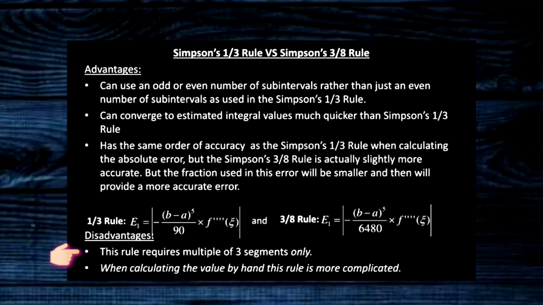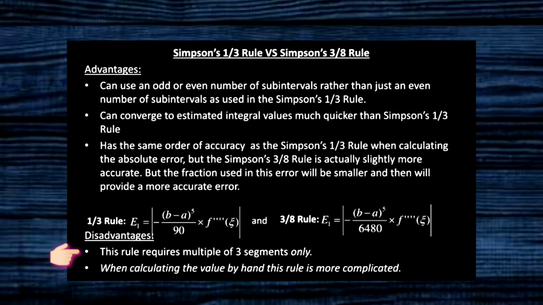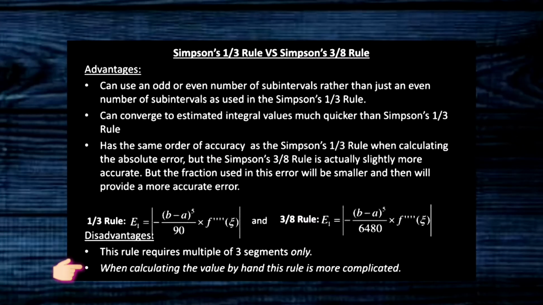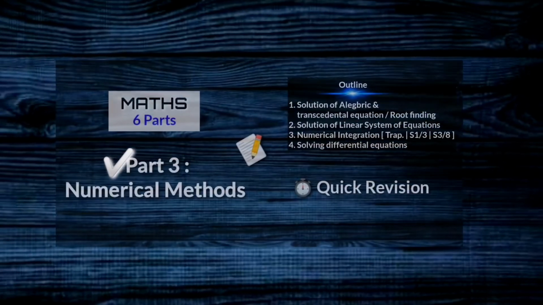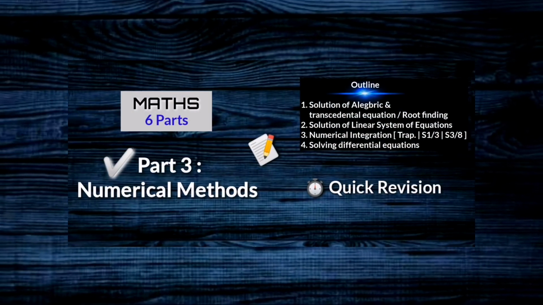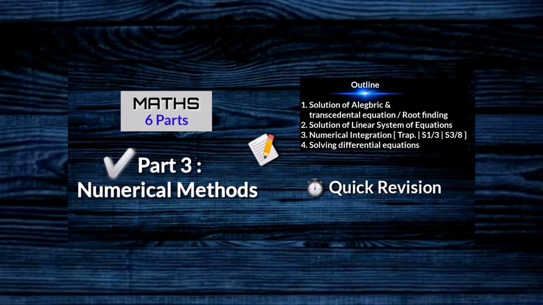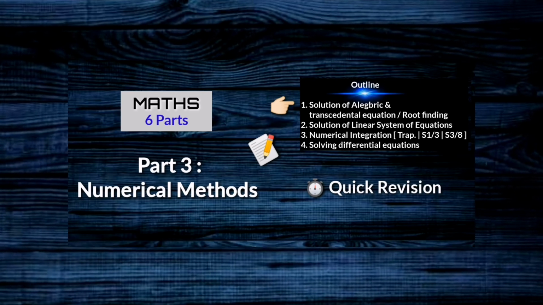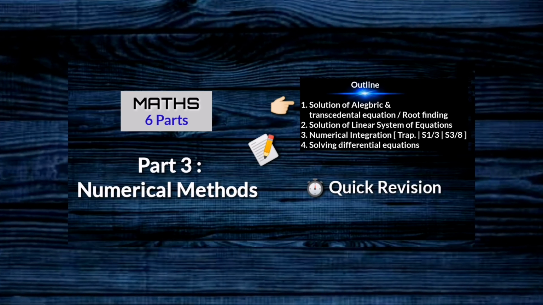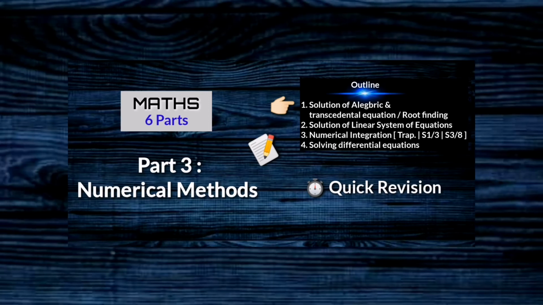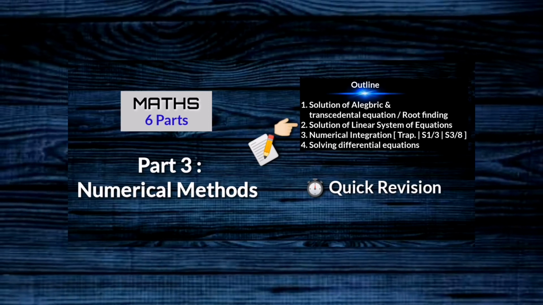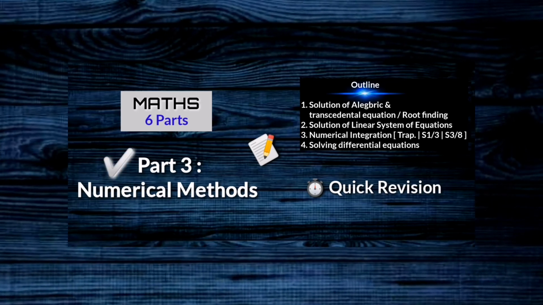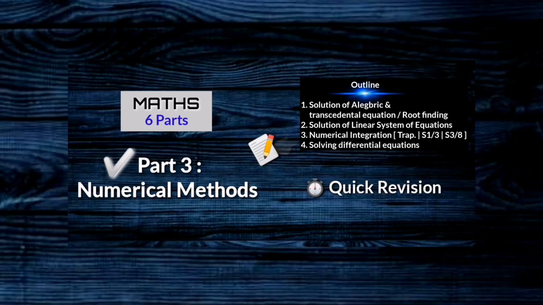Then the disadvantages are this rule requires a multiple of 3 segments only, and when calculating the value by hand, this rule is more complicated. So this is all about the third part of the numerical ability, in which we have covered a total of 4 types of questions. In the starting, we have seen the solution of algebraic and transcendental equations or root finding, then after that solution of linear system of equations, then numerical integration, and at the end solving differential equations.